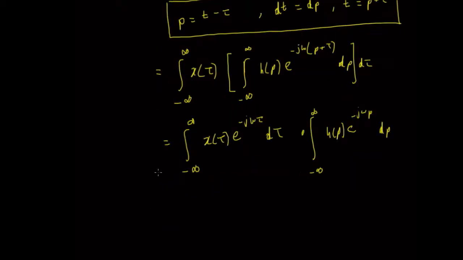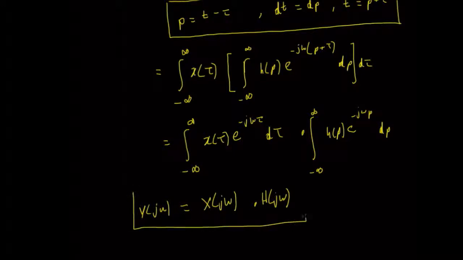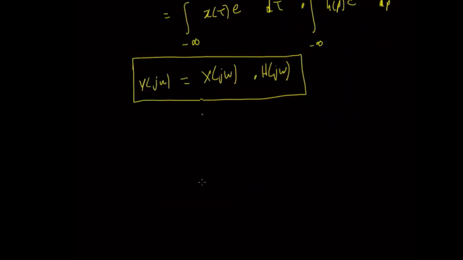So I think you can see now that if we write Y of j omega equals, well, that's just the Fourier transform, which is X of j omega, times the Fourier transform of h, H of j omega. So that is shown now: when we convolve something in the time domain, it's equivalent to multiplying it in the frequency domain. Now, I've got an example of that in MATLAB.